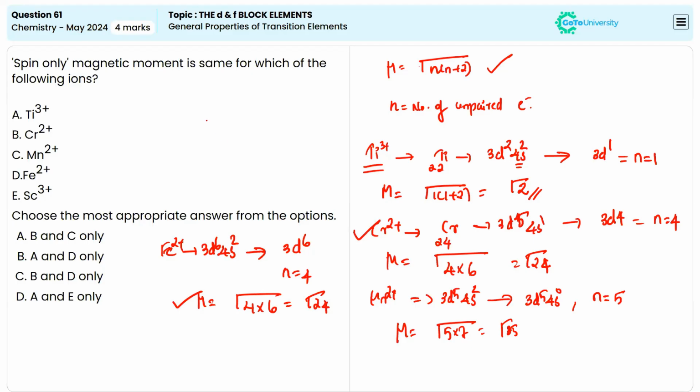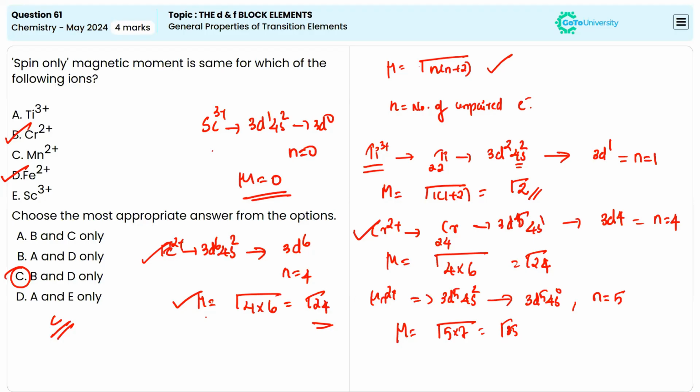Now for scandium. Scandium is 3d1 4s2, and scandium 3 plus means 3d0 only. So the number of unpaired electrons is 0, and the magnetic moment value will also be 0. So which of them have similar values? Only chromium 2 plus and Fe2 plus, that is square root of 24. So which are the answers? Option B and D have the same value, and B and D is in option C. So option C is the correct answer.